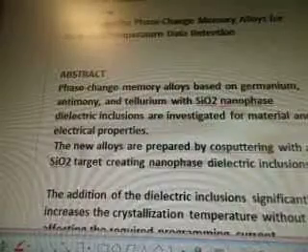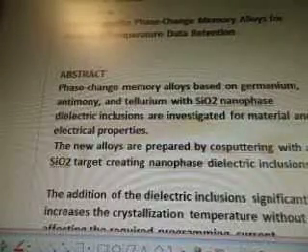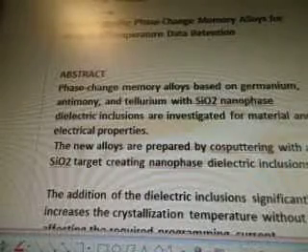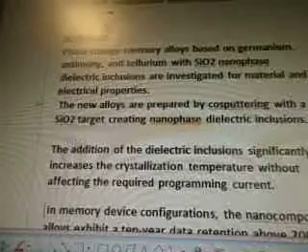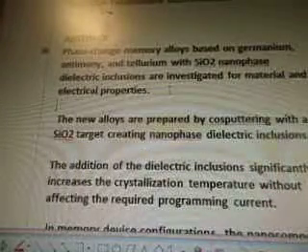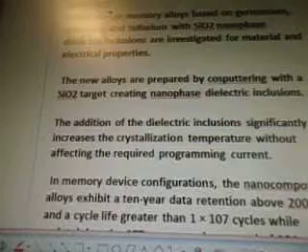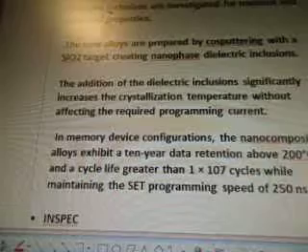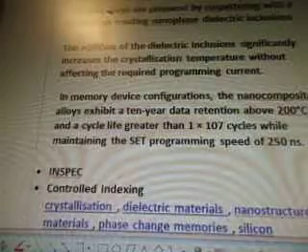So phase change memory alloys based on germanium, sorry, it's not a flower, germanium, antimony, and tellurium with SiO2 nanophase dielectric inclusions are investigated for material and electrical properties. The new alloys are prepared by co-sputtering with a SiO2 target, creating nanophase dielectric inclusions. The addition of the dielectric inclusions significantly increases the crystallization temperature without affecting the required program current.